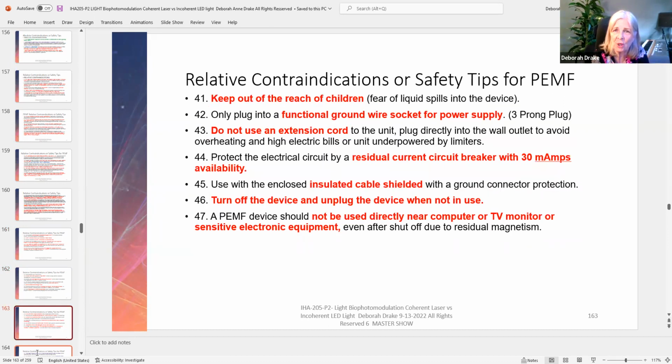Okay, watch out around children. You know, don't let them spill stuff and trip. And don't use it without a shielded cable, and make sure you turn off your devices when they're not in use to keep their life and wear and tear down. Okay, and don't even put them near a TV.